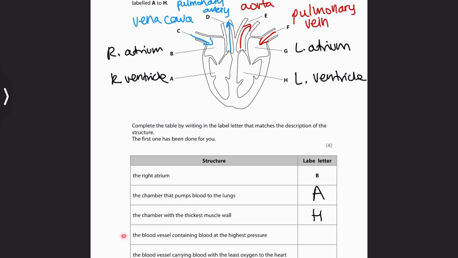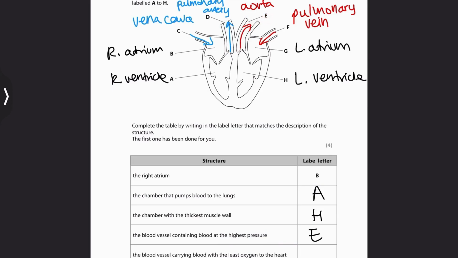Next, the blood vessel containing blood at the highest pressure. Ooh, which one has the highest pressure? It's got to come from an artery, right? Because an artery is boom, just away from the heart, literally just got pumped out of the heart. So there's only two arteries on this diagram, aorta or pulmonary artery. Which one do you think has a higher pressure? It depends on where they bring the blood. The aorta is boom to the entire body, whereas the pulmonary artery is just boom to the lungs. So highest pressure has got to be the aorta, E, isn't it?